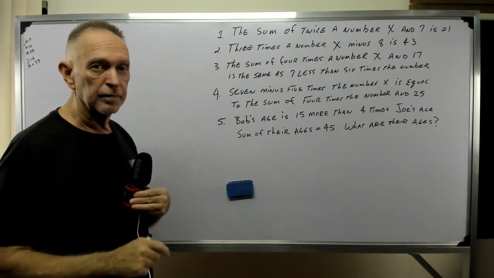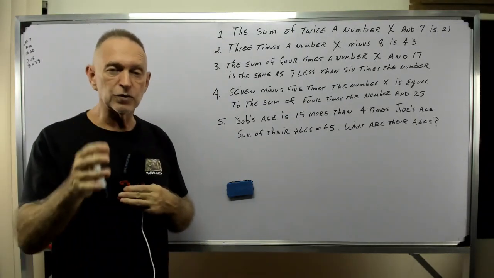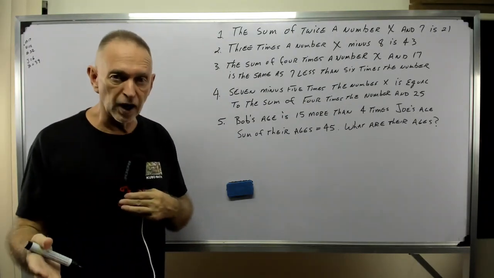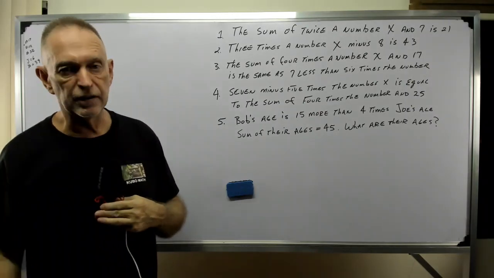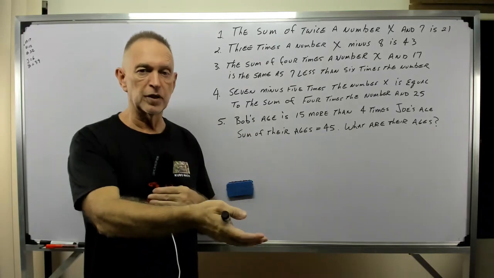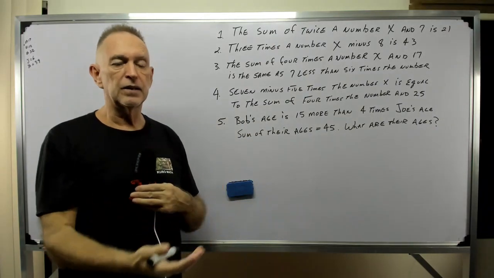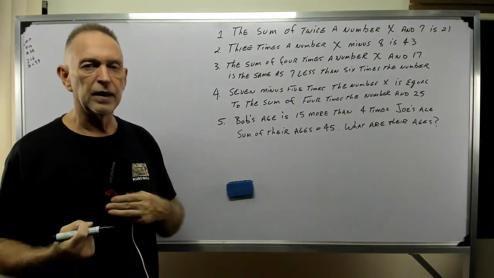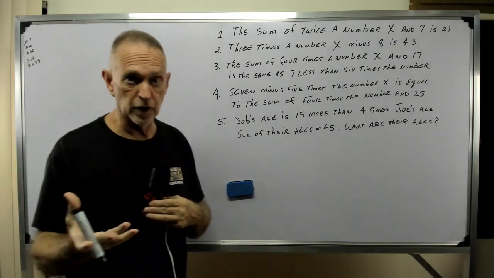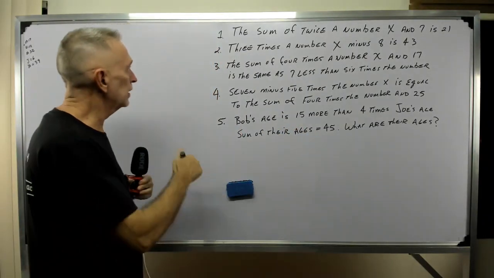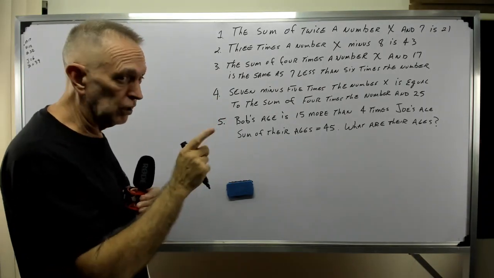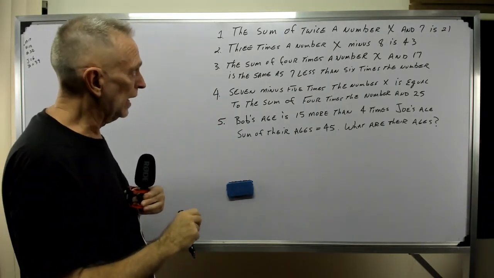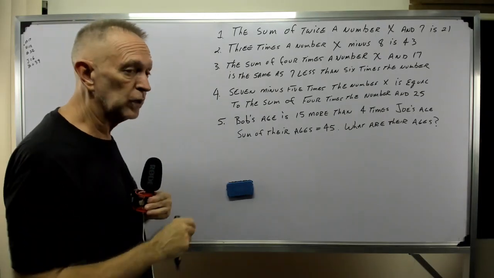Okay, number one. Now, by the way, this would be the way it is on the job. You're reading a report, somebody gives you some analysis or synopsis of some test data, and you're trying to pull from that an equation and solve for something. So let's read one of these. The sum of twice a number x and 7 is 21.